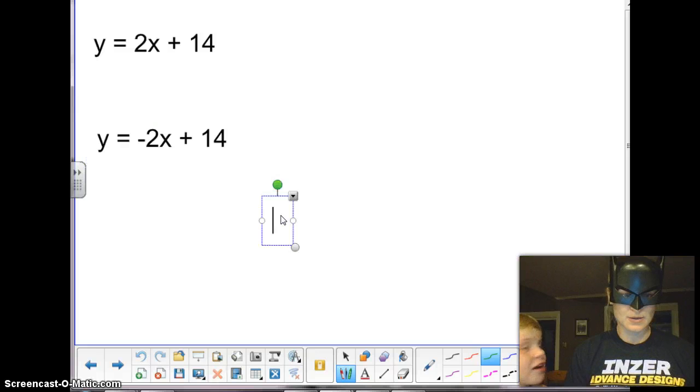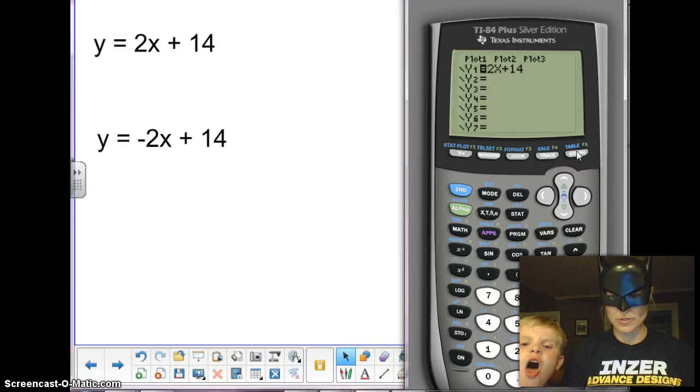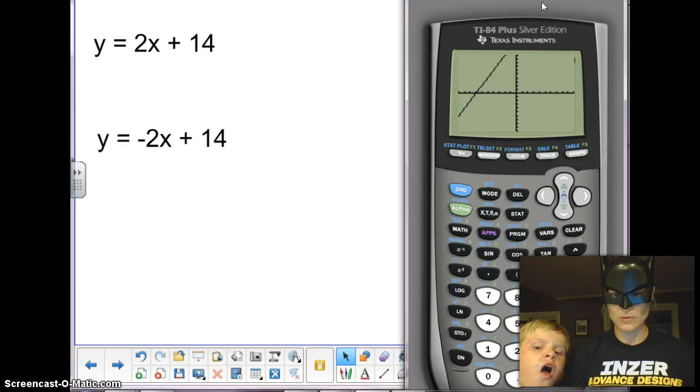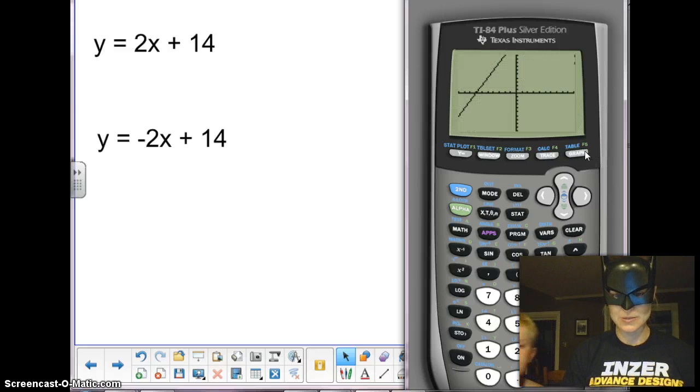Here we have lines, okay? So here I put in 2x plus 14. If we graph it, we go from left to right, we can say that's increasing. So the question is, what happens when we make it negative? Any ideas? That one's increasing. This one gives us a decreasing.